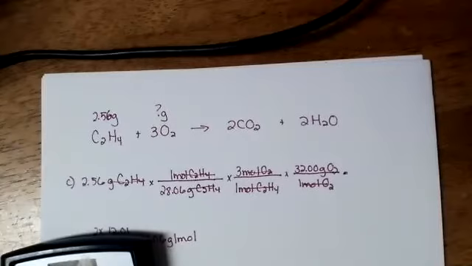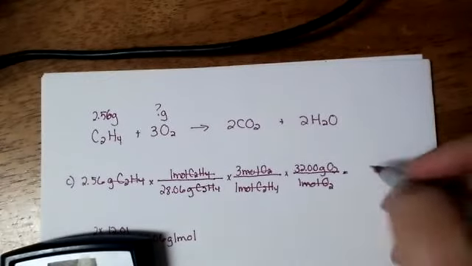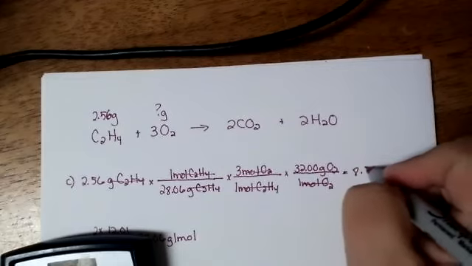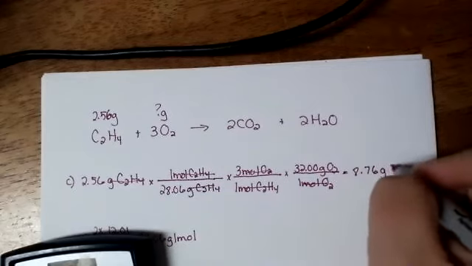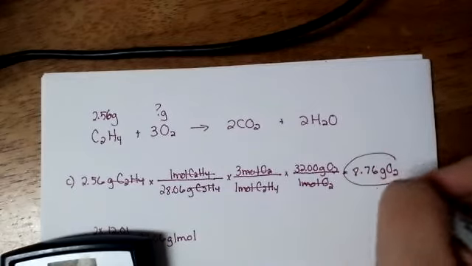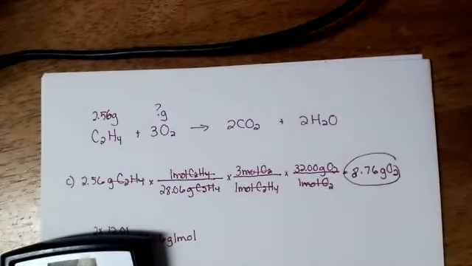2.56 times 1 times 3 times 32 divided by 28.06 divided by 1 divided by 1, and I get 8.76 grams of O2. And that's my answer.